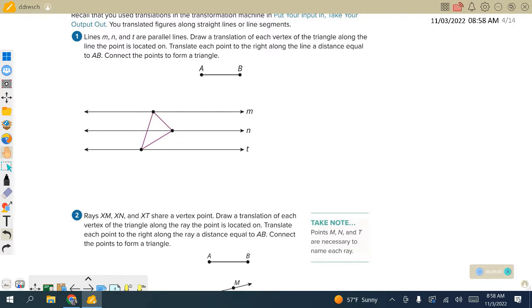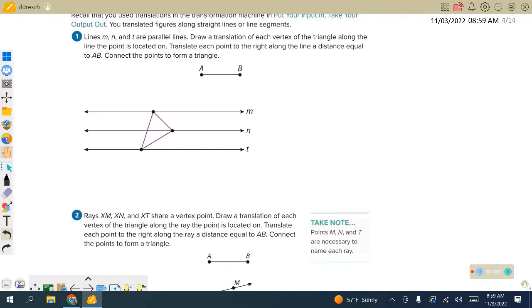So patty paper time again. What I would do with your patty paper is, actually don't worry about the triangle here. Get that translation rule. Get that distance of AB on your patty paper, okay? So let's take that distance of AB, let's trace it on there.